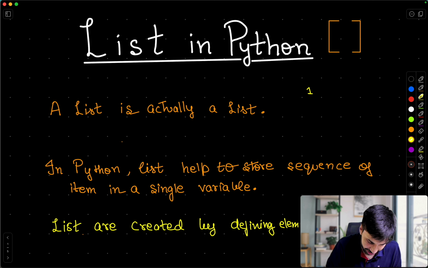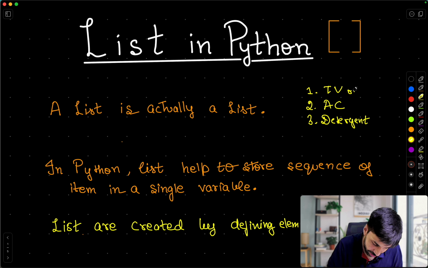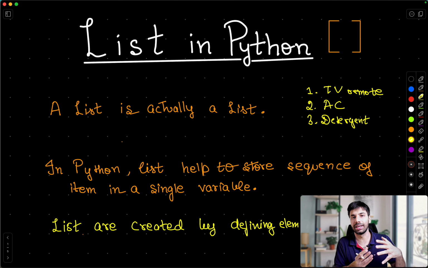So let's say the first item, then the second item, let's say you want maybe a TV, then let's say you're on a shopping spree. So you want an AC, let's say you want a detergent. Okay, let us make it TV remote because else it will be a lot heavy shopping list. So the way we are making our list here, a list of different items where each element is a separate entity.